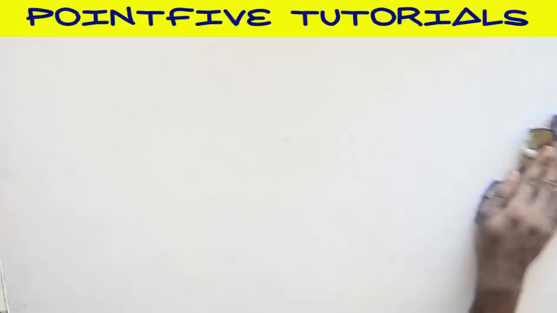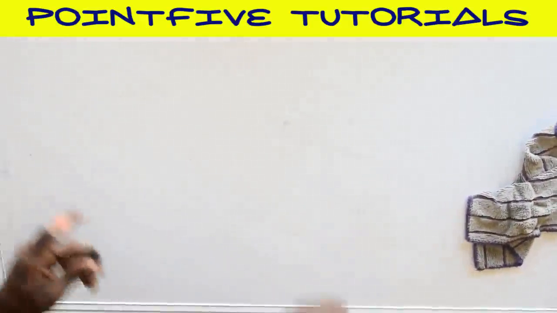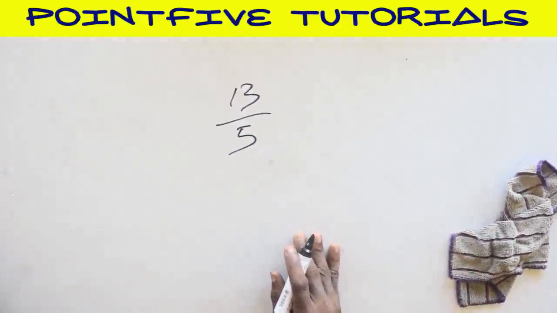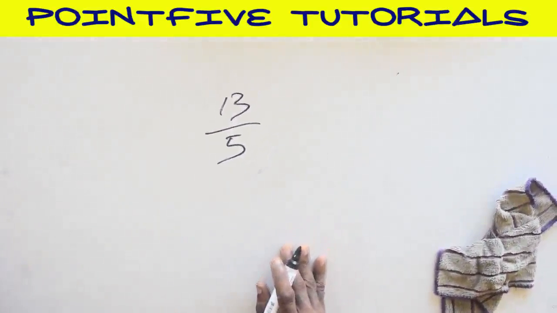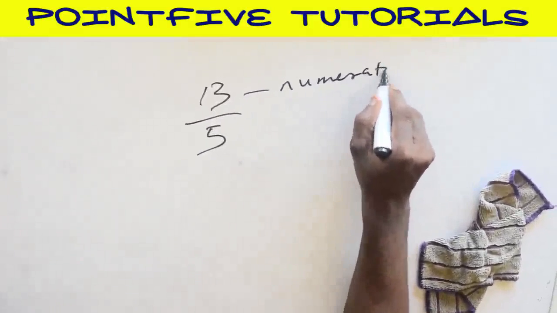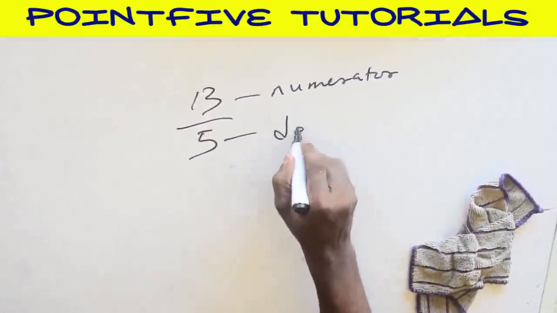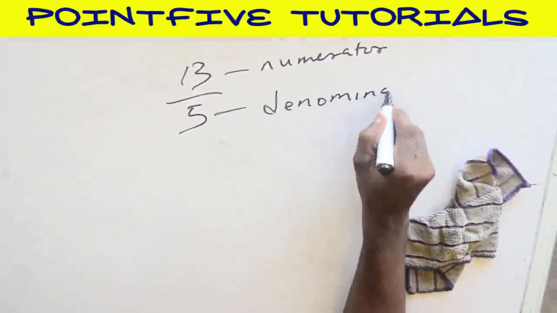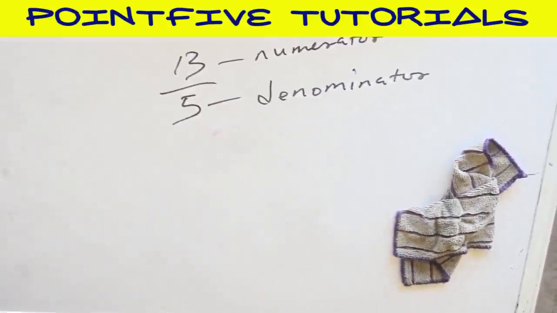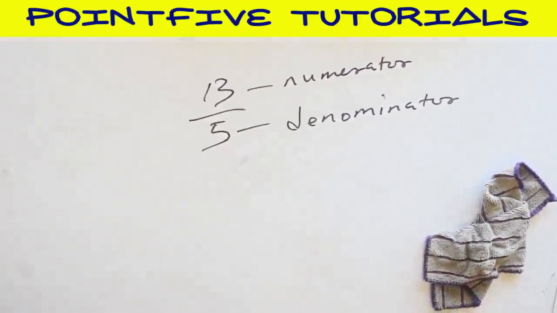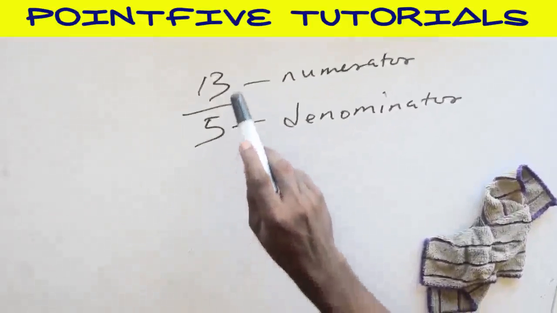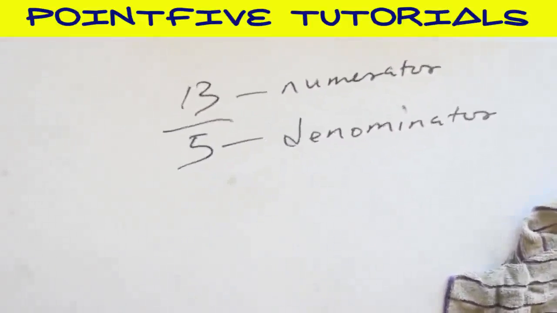But if I give you this, I ask you, is 13/5 a proper fraction? 13/5 is not a proper fraction because this 13, which is the numerator, is not smaller than 5, which is the denominator. I wonder how a smaller body will carry a bigger body. It's not possible at all. So 5 is too small to carry 13. So this is not a proper fraction.